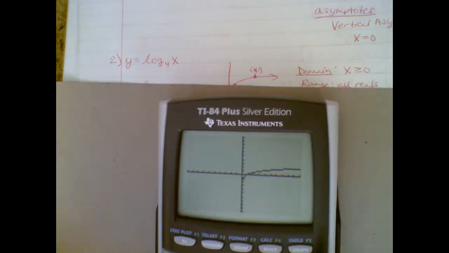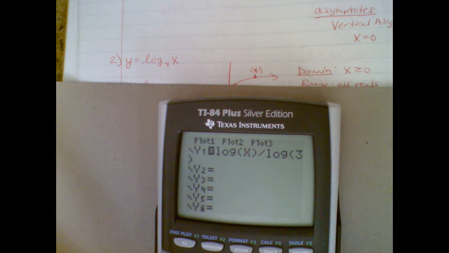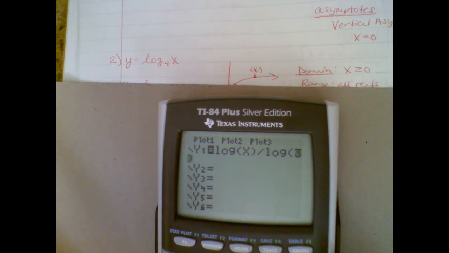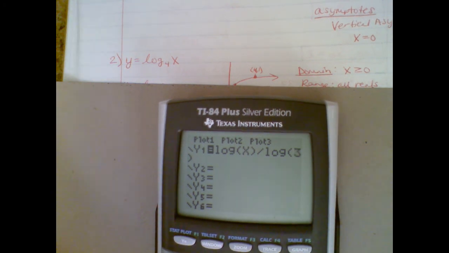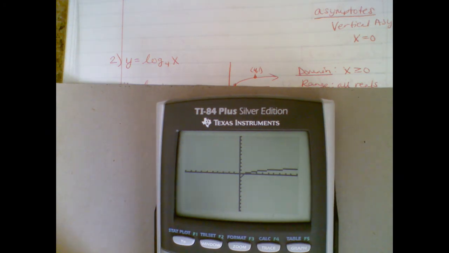Alrighty, for this next one, we have y equals log base 4 of x. So we're going to type that into our calculator. So we have log of x divided by log of 4. We're going to click graph. Notice it looks very similar. So we would sketch that graph.